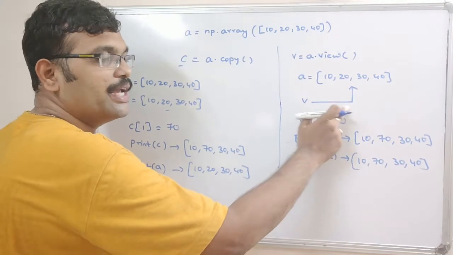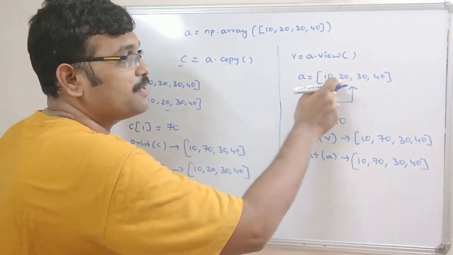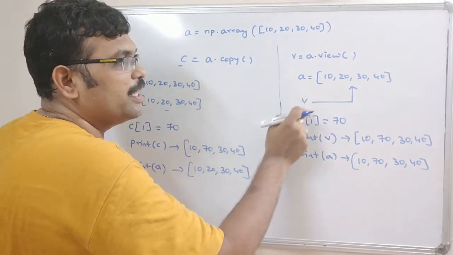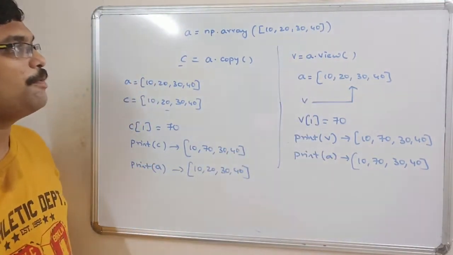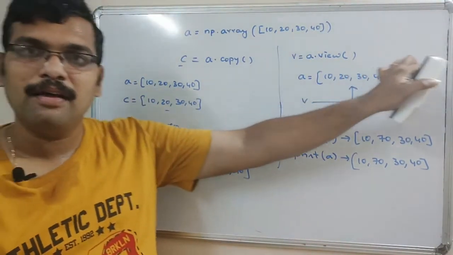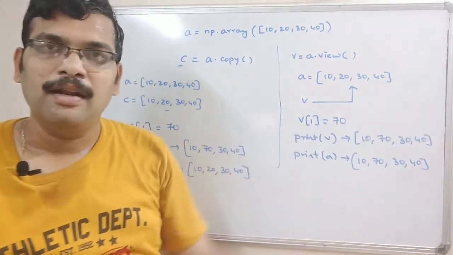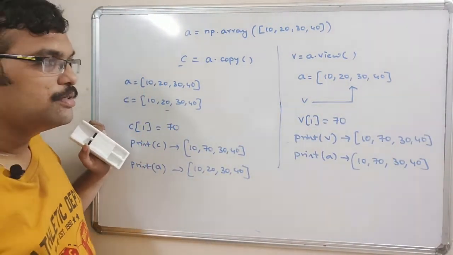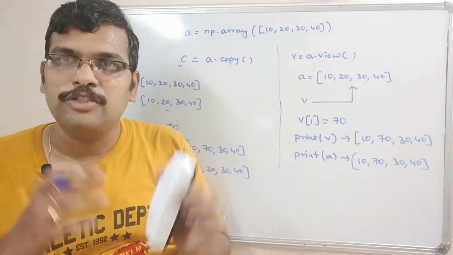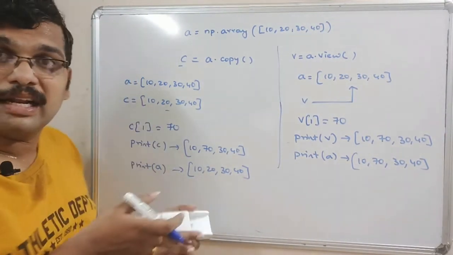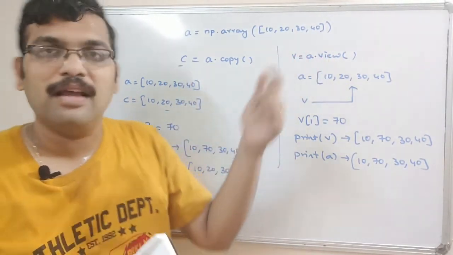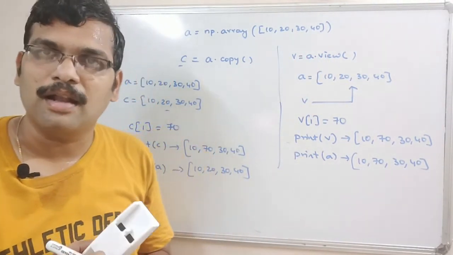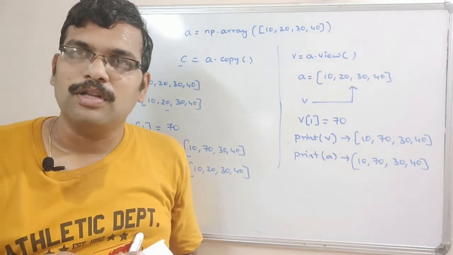Because V is not having any external copy, V is just a reference to A, so we are modifying V, and that reflects on A, right? So this is an example of the copy function and the view function. Hope you understood this one. So let us move on to the interpreter, and I will show you the demonstration of the data types, that means the dtype attribute, astype, as well as the copy function and the view function in Numpy, right?